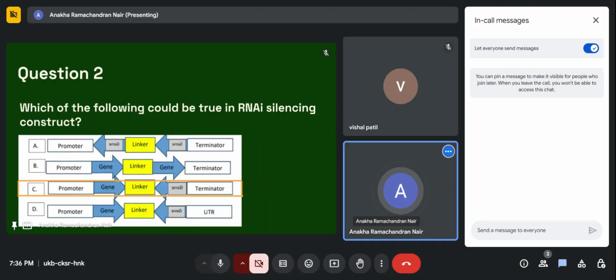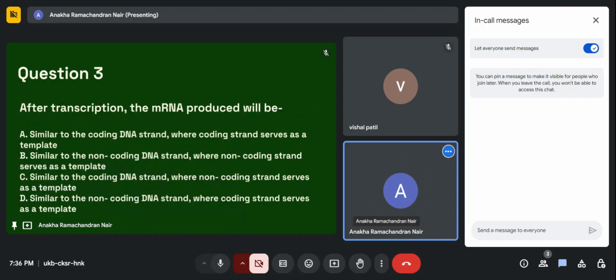If there are no doubts, I'll move on to question number three. After transcription, the mRNA produced will be, and there are four options. Option A is similar to the coding DNA, where the coding strand serves as a template. Option B is similar to the non-coding DNA, where the non-coding strand serves as a template. Option C is similar to the coding DNA strand, where the non-coding strand serves as a template. And option D is similar to the non-coding strand, where the coding strand serves as a template. They're asking what the mRNA will be like after transcription.